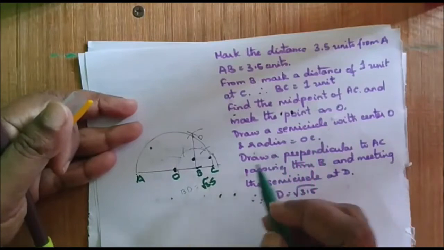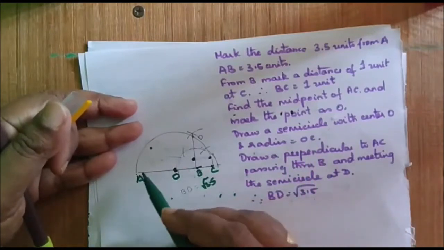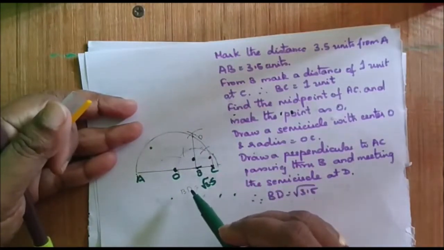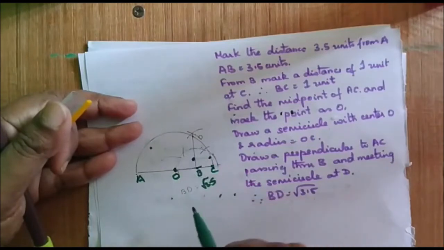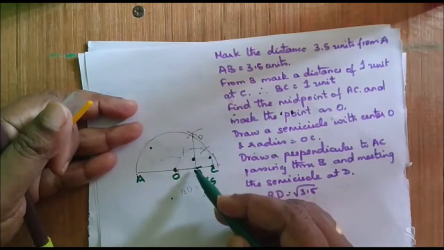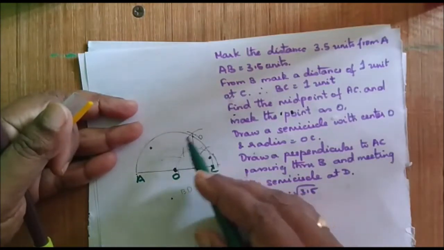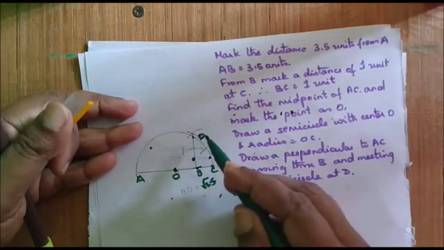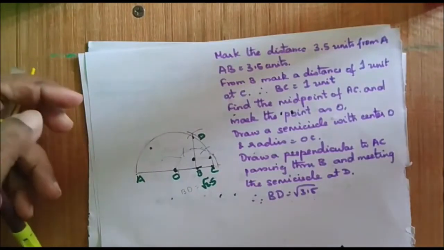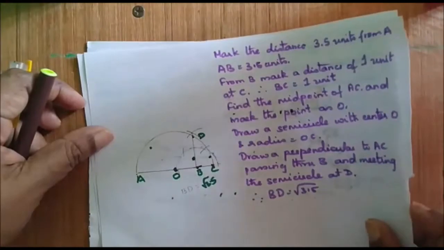Now draw a semicircle with O as center and OC as the radius. Draw a semicircle. Okay. Now you have to draw a perpendicular to AC passing through B. That is, through B, let me draw a perpendicular in such a way that it meets my semicircle at D. Now BD is equal to root of 7.5. This is how we draw using the following procedure.